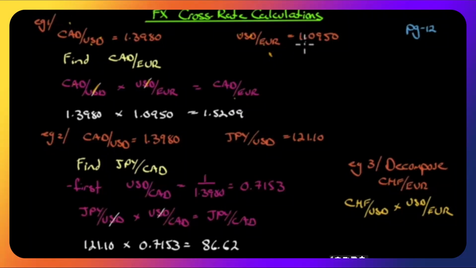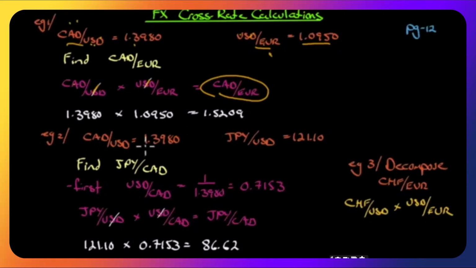Because 1 euro can get 1.0950 US, we can take our US over here and multiply by this rate to turn it into Canadian. So that gets us a cross pair. This is called a cross pair. We can take two majors and get a cross pair. Have a look at this one down here.